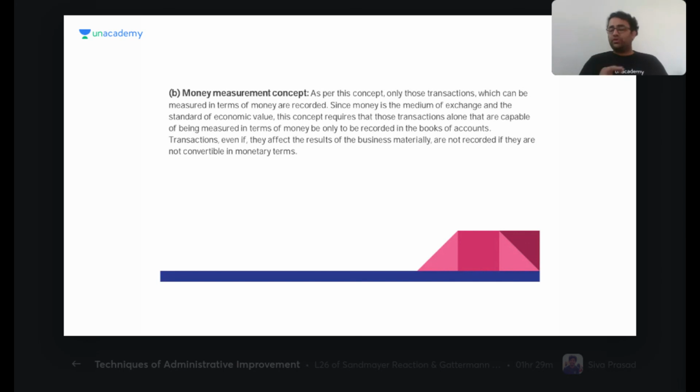and which involve money, taking or giving money, will find a place in accounting. No other transactions which do not have any money involved in it will find place in accounting. It simply means if you buy something or sell something, or if you pay someone or you receive money from someone, everything will find place in accounting.